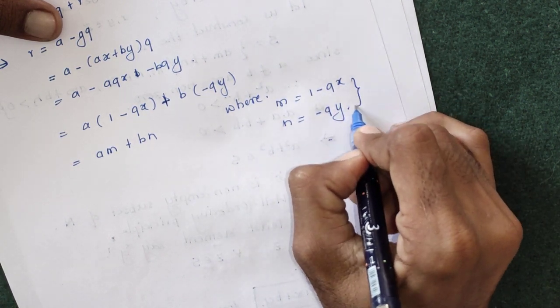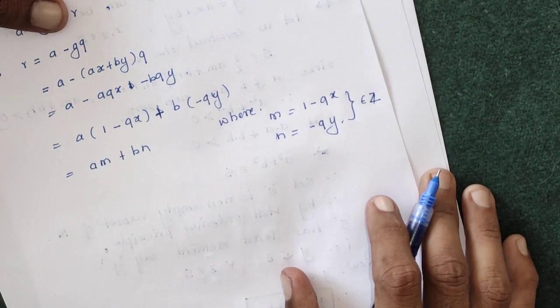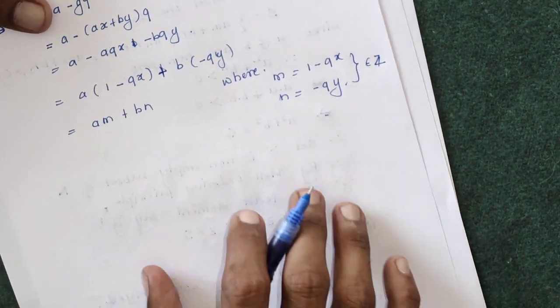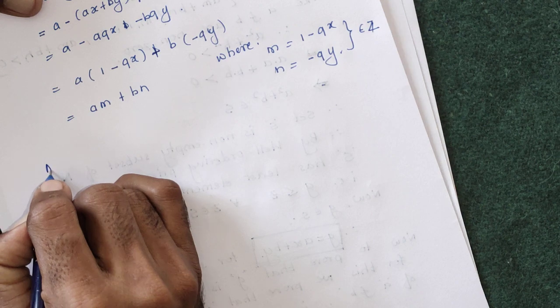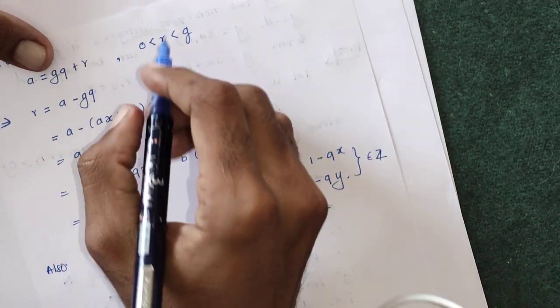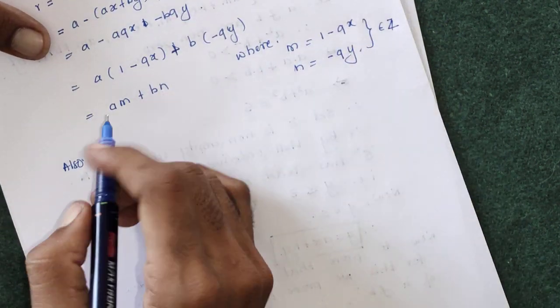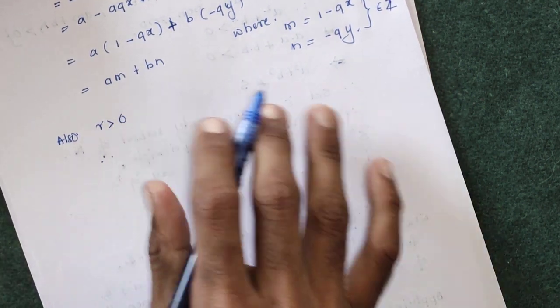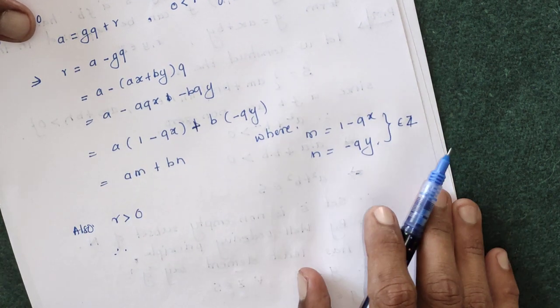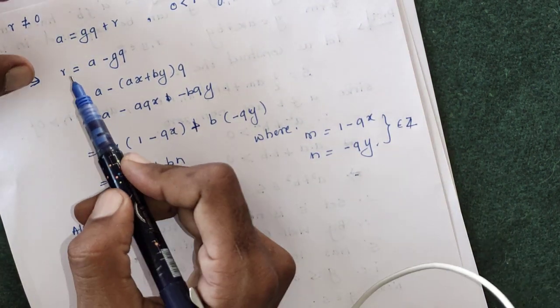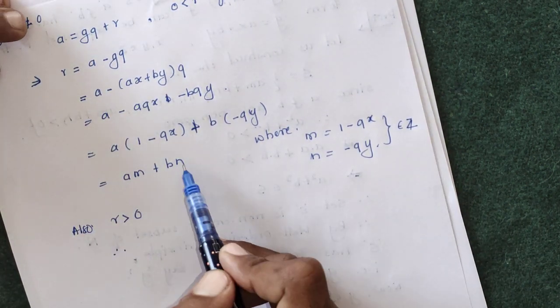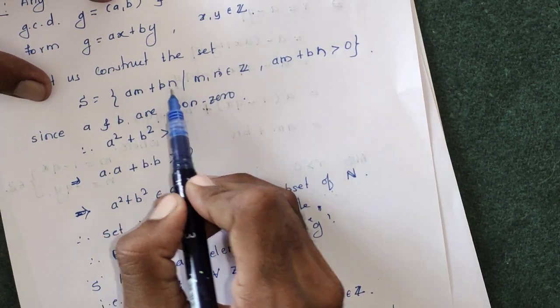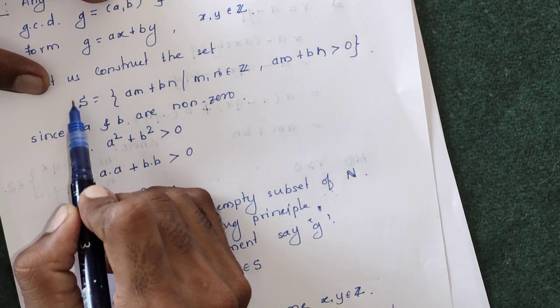These both belong to Z, that is, both are integers. Also R is greater than 0. Therefore this implies R belongs to S, since R is in the form AM plus BN and R is greater than 0. So R is an element of our set S.